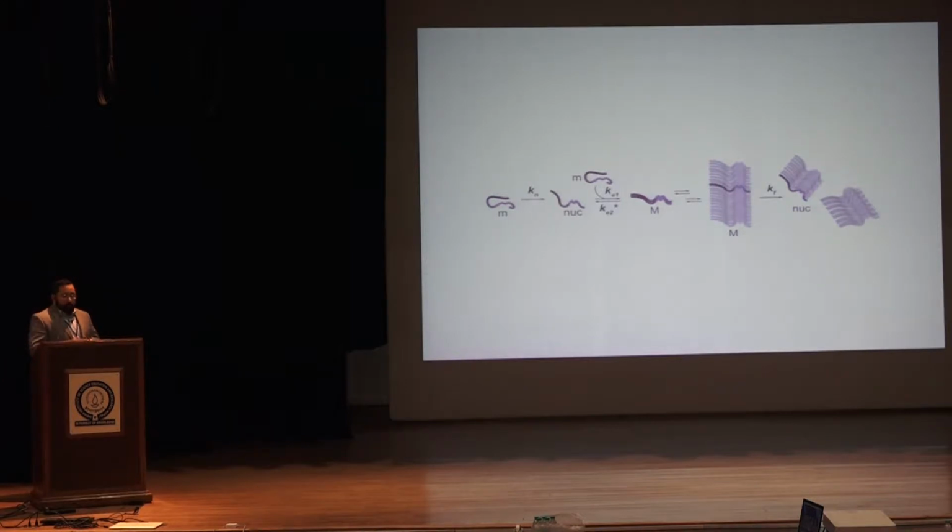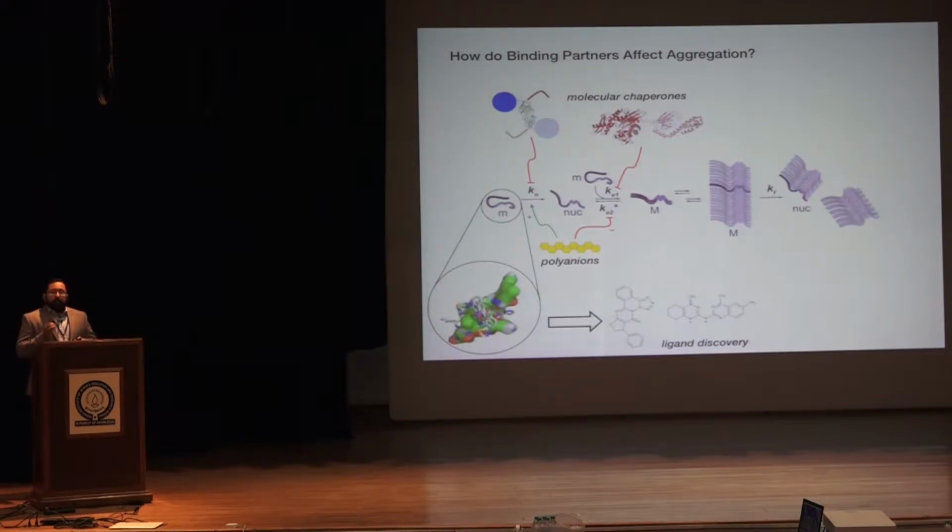One of the questions that I'm focused on is, when we have these different binding partners that can come in and interact with aggregation-prone proteins, what are they actually doing on a mechanistic level? If we have polyanions coming in, what part of the process are they affecting? When we have molecular chaperones, how are they inhibiting aggregation? And then ultimately, can we take our understanding of these aggregation mechanisms, and of the structures of the players involved, and use that to develop potentially new small molecule ligands, new modulators of these aggregation processes?